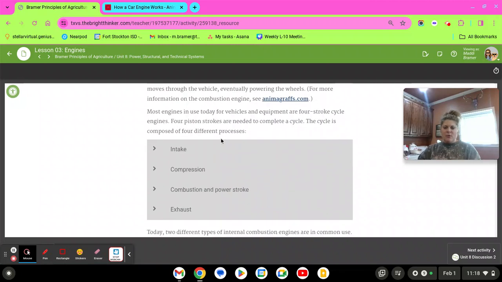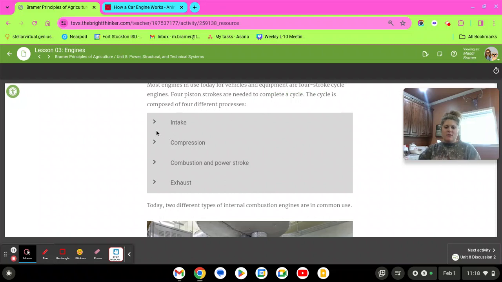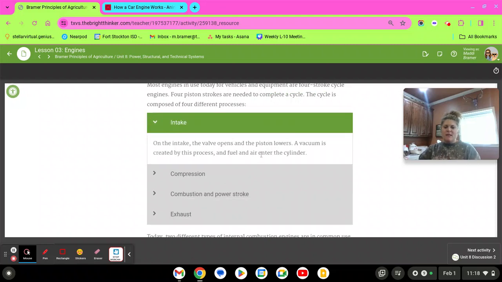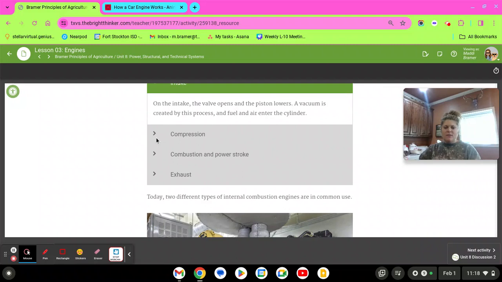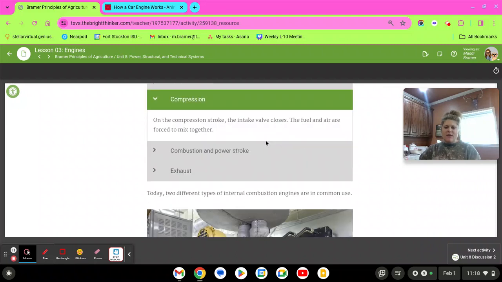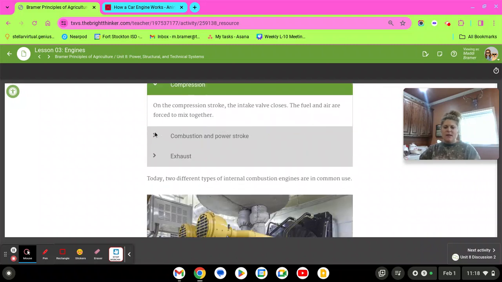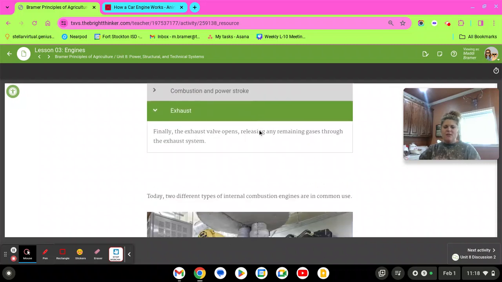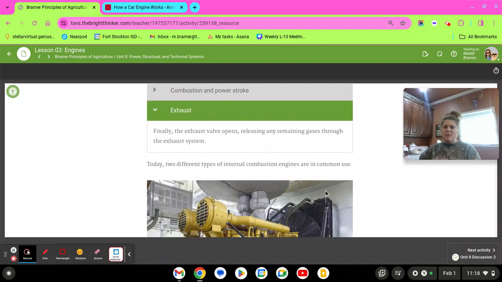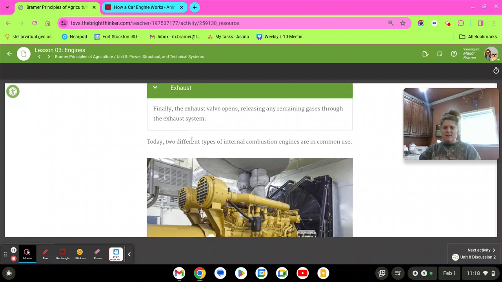Most engines today are four-stroke engines. That means 4 piston strokes are needed to complete a cycle. So it's got to go up and down 4 times. So it's consisted of 4 different processes. So you have the intake. The valve opens, piston lowers, vacuum is created by this process, and fuel and air enter the cylinder. Then it's compressed. The intake valve closes, the fuel and air are forced to mix together. Then combustion and power stroke. So during the power stroke, the piston rises and the spark plug ignites the fuel and air mixture, and then you get exhaust. Finally, the exhaust valve opens, releasing any remaining gases through that system.